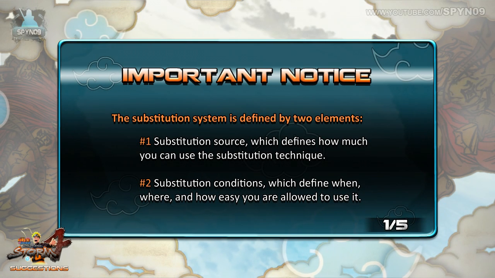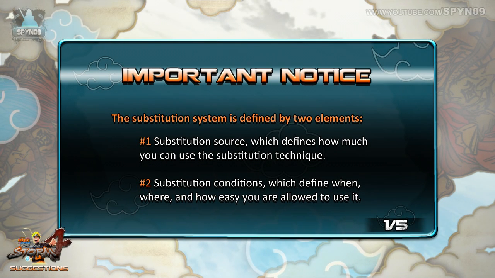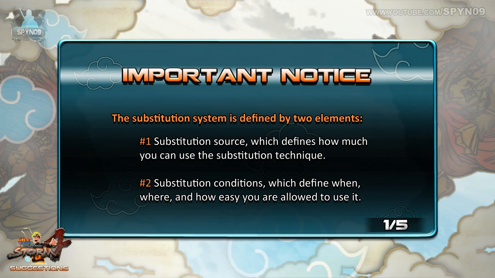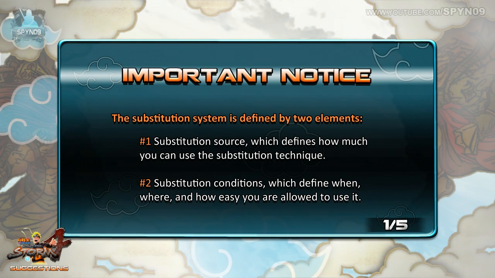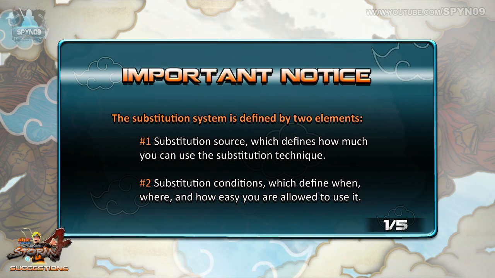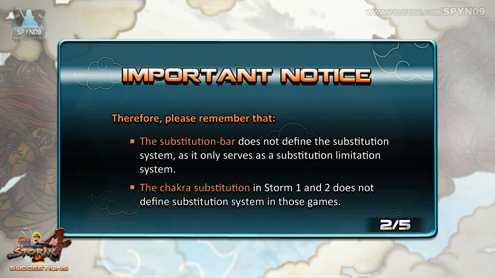You see, people are not quite familiar with the fact that the substitution system consists of two basic elements. The first element is the substitution source, which defines what your substitutions come from and how much you can use them. The second element is the substitution conditions, which define when, where and how easily you are allowed to use the substitution technique. Therefore, it is very important to remember that the substitution bar does not define the substitution system entirely, because it only serves as a substitution limitation system.